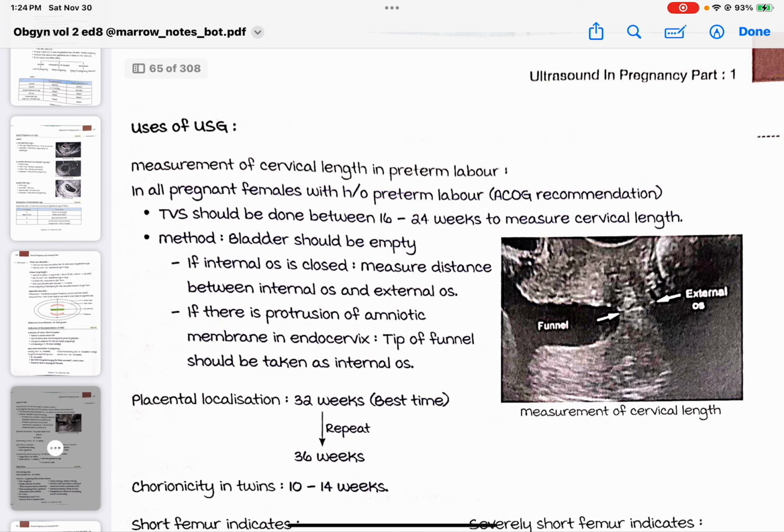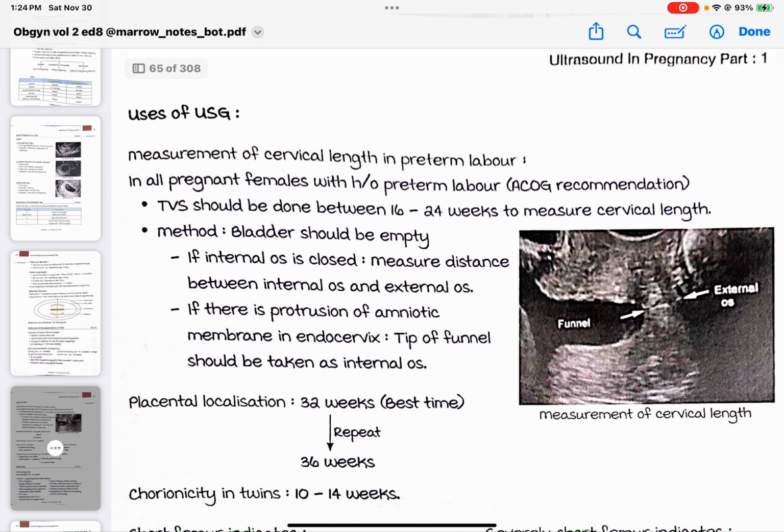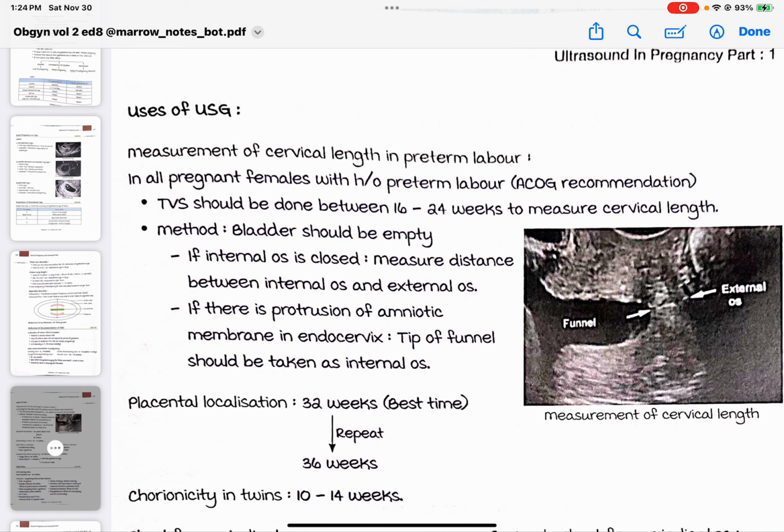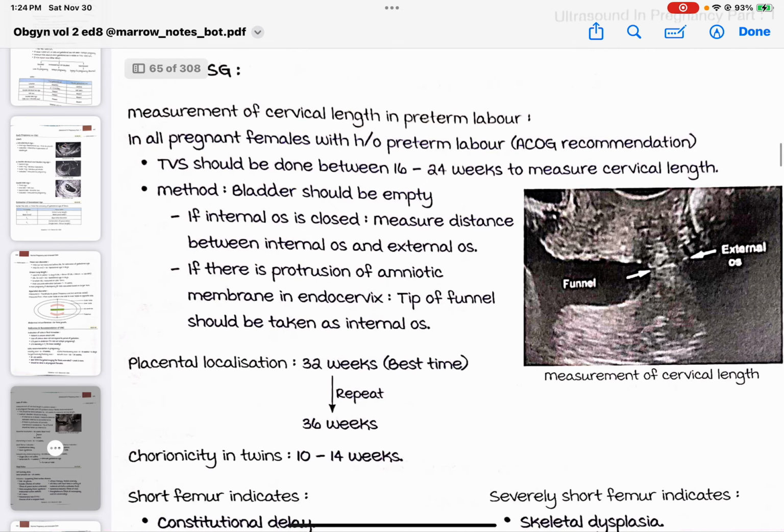Uses of ultrasound. Measurement of cervical length in preterm labor. In all pregnant females with history of preterm labor, a transvaginal ultrasound should be done between 16 to 24 weeks to measure cervical length. Method: bladder should be empty, internal os is closed. Measure distance between the internal os and external os. If there is a protrusion of amniotic membrane in endocervix, the tip of the funnel should be taken as internal os.